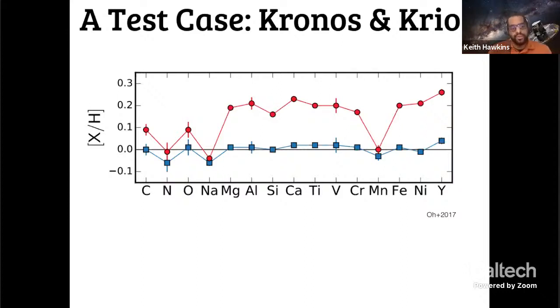So you're seeing here the X/H ratio for the different elements from carbon to yttrium for the two stars, one in blue and one in red. If they were chemically homogeneous, the blue and the red should be overlapping each other. But as you can see, they're not. There's actually a 0.2 dex difference in iron between these two stars, which is quite a large amount.